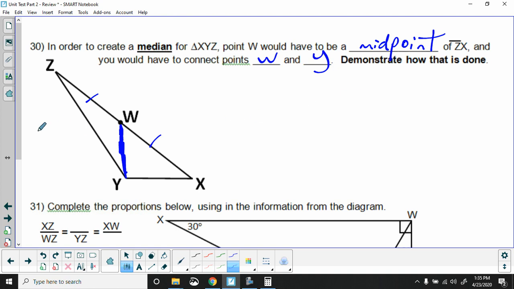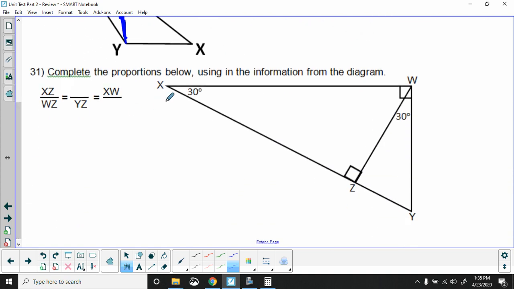Complete the proportions below using the information in the diagram. Again, this will probably be the hardest question on the whole test. Remember, in the notes, you have 3 triangles in this one triangle. So, I will start labeling this one just to see what I'm working with. We got XZ, so that's this length right here. X to Z, if this is relative to the medium-sized triangle, this is a long leg.